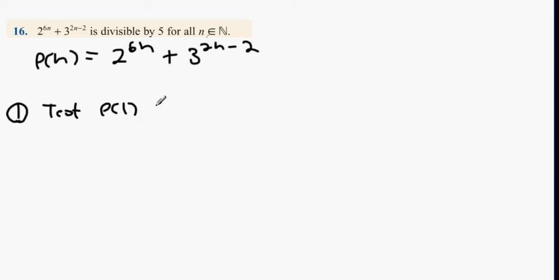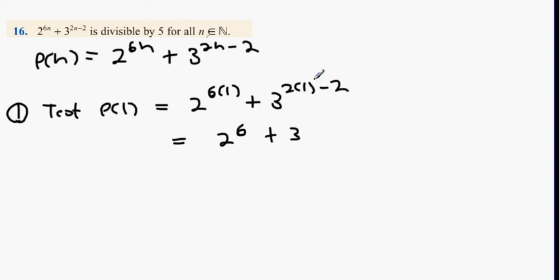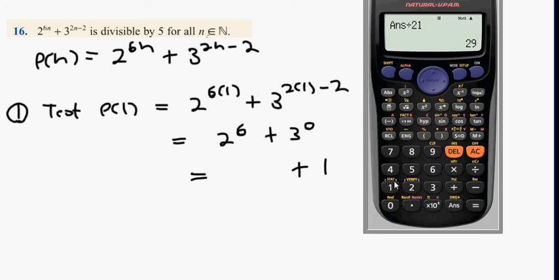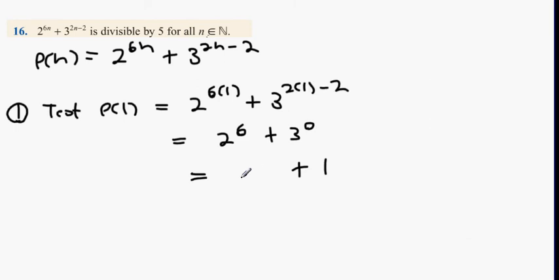To test P of 1, what we're going to get is 2 to the power of 6 times 1 plus 3 to the power of 2 times 1 minus 2. So you're going to get 2 to the power of 6 plus 3 to the power of 2 minus 2, which is 3 to the power of 0, so that's going to be 1, and 2 to the power of 6 is 64. So 64 plus 1 equals 65. Now 65 divided by 5 equals 13. So hence true for P of 1.